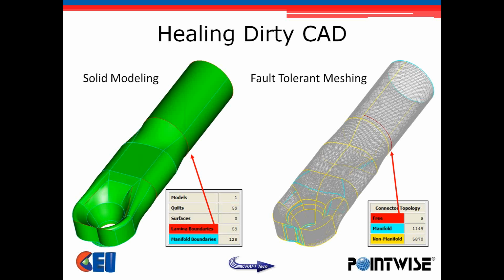But the approach that Craftech chose to use was another technique that we call fault-tolerant meshing. Fault-tolerant meshing is basically just dealing with the problems in the geometry and just healing over them with the mesh. So you're presented with the same sort of information but on the mesh level. In this case, we're looking at, for example, connector topology, finding free connectors and things like that. So again, the idea is just leave the deficiencies in the geometry there and just heal over them with a surface mesh.